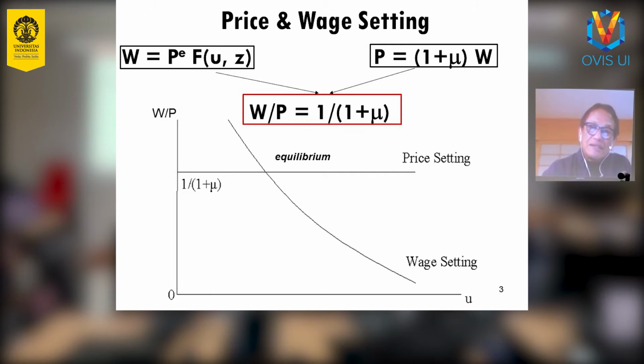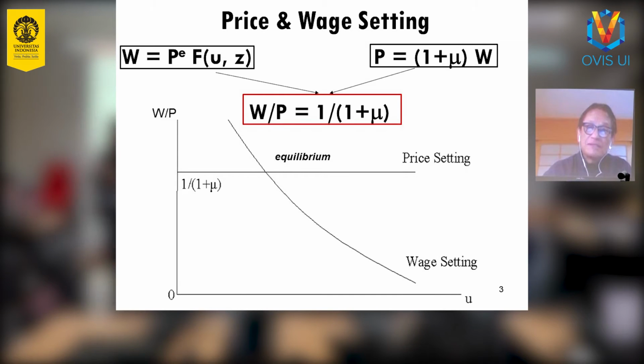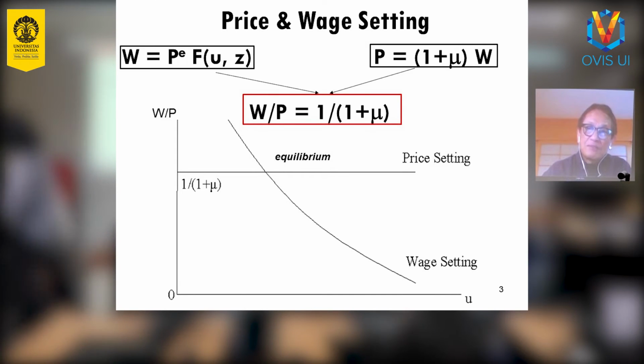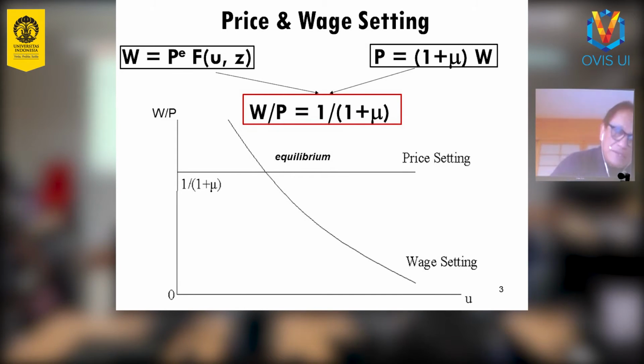But you notice there is one little guy here, mu, okay? So it's 1 plus mu times W. What does it mean? That means price is equal to wages plus something which is a proportion of that wages. And that proportion is represented by mu. So what is that mu? Mu here is what is called the markup.